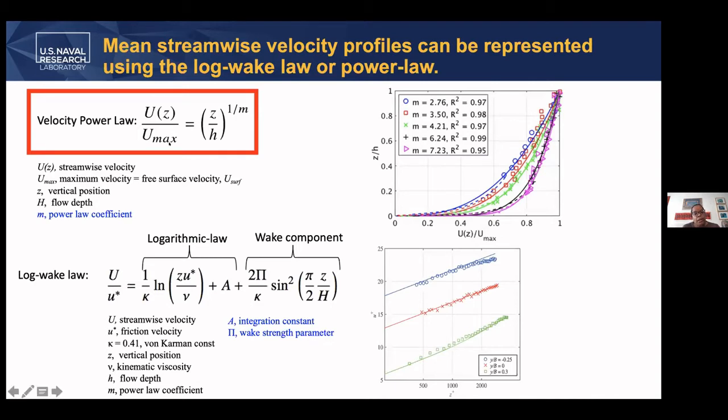However, when I look at the velocity power law, there's a lot of things here that I know. This Umax is the surface velocity in open channel flow. And the Z on H is the normalized flow depth. That's the independent parameter. I know that. And U as a function of Z, that is what we are after. So if I can remotely predict M, this power law coefficient, then I have a way of describing the mean streamwise velocity profile throughout the water column. So that's what I set out to do.